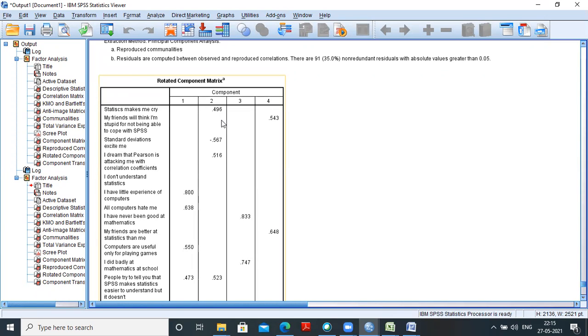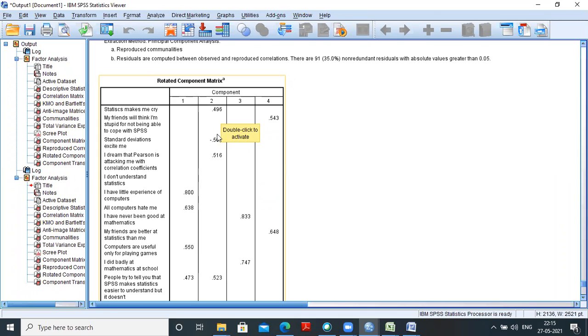Now how can we interpret the results? Check this. Statistics make me cry. Standard deviations excite me. And I dream that Pearson is attacking me with correlation coefficients. Now check all these statements, they are related to statistics, right? This is a statement related to statistics, correlation coefficient. It is about the standard deviations, but it is a positive statement.